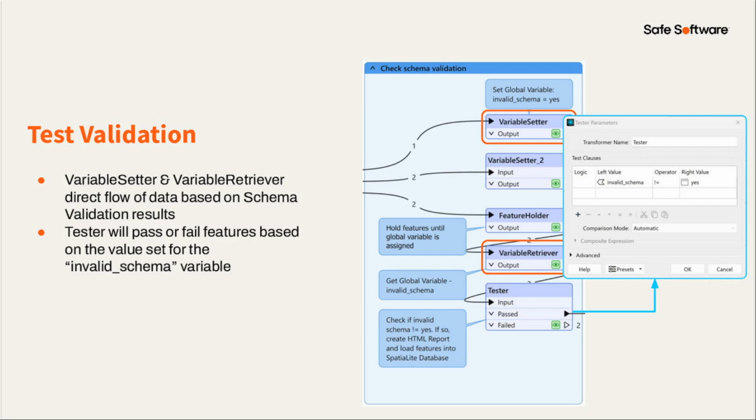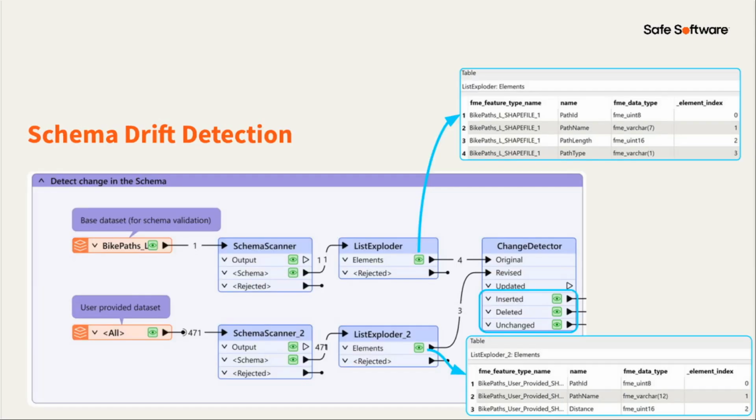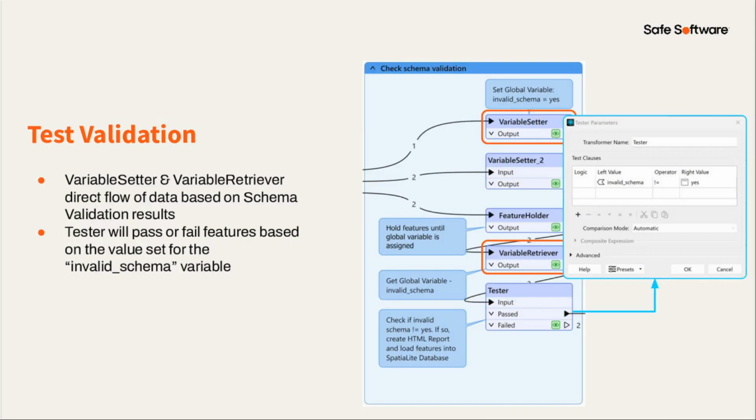If only features come out of that unchanged port, so we'll just go back here, that unchanged port here, and that's getting fed into the feature holder there. If there weren't any features coming out of the other ports, then there won't be a value assigned to the invalid schema attribute. So in this case, it'll pass the test and will then get sent to write out to the database.